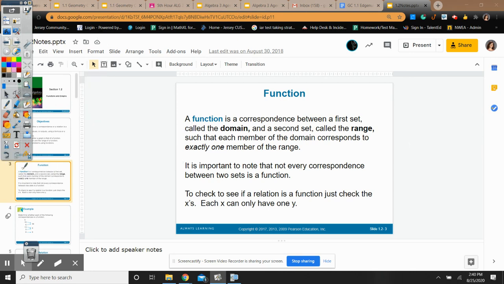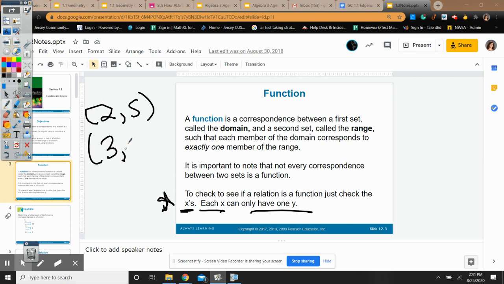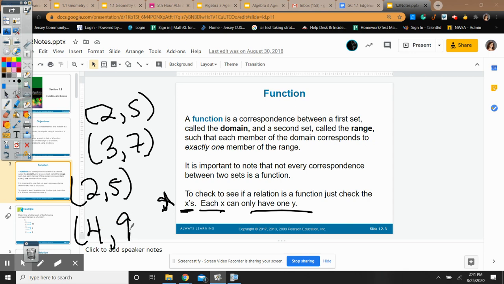The way we can tell if it's a function is to just check the x's. Each x can only have one y. So if it says (2, 5), (3, 7), (2, 5) again, and then (4, 9), this would be a function. So 2 goes to the 5, 3 goes to the 7. Oh, here's a 2. It has to go with 5, and it does. And a 4 goes with the 9. So the only x that repeated was the 2's, and it was a copycat, so it's fine.